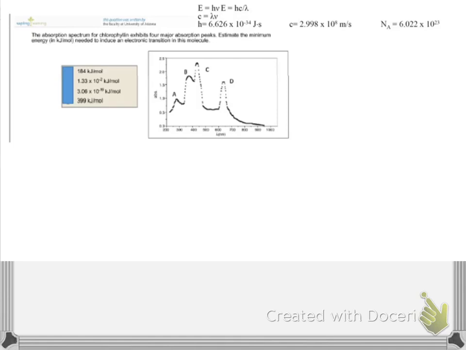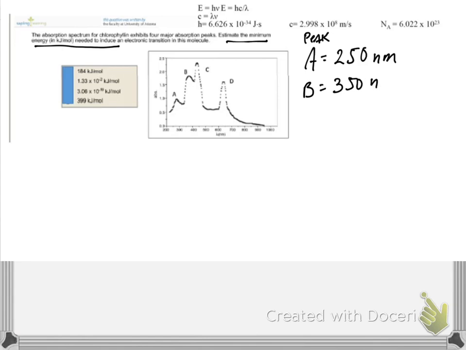All right, so here we have an absorption spectrum. Right, so this is the minimum energy. We have 4 absorption peaks. We want to know what is the minimum energy in kilojoules per mole to produce an electronic transition in this molecule. So what we're going to do is analyze each of the peaks. Peak A is 250 nanometers. Peak B is about 350 nanometers. Peak C is about 425 nanometers. And peak D about 650 nanometers.